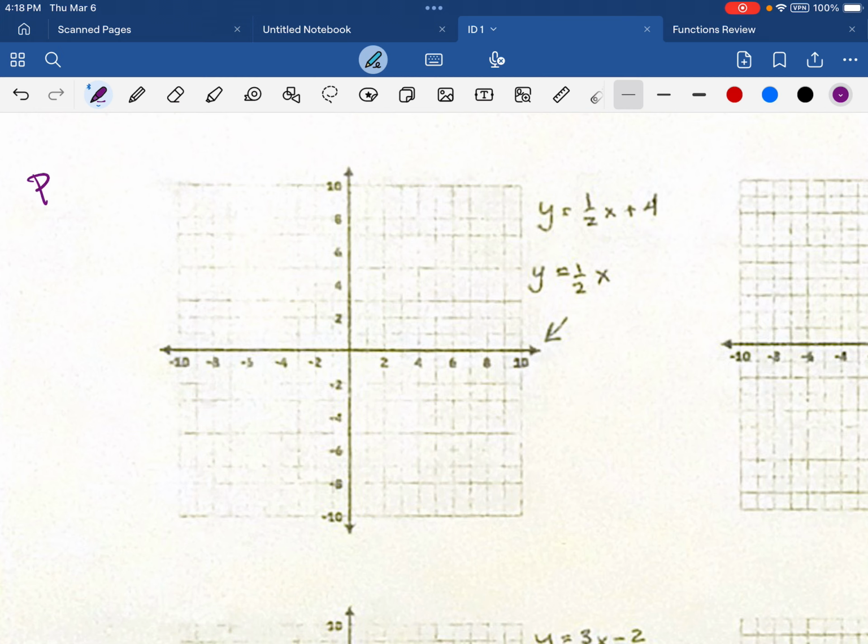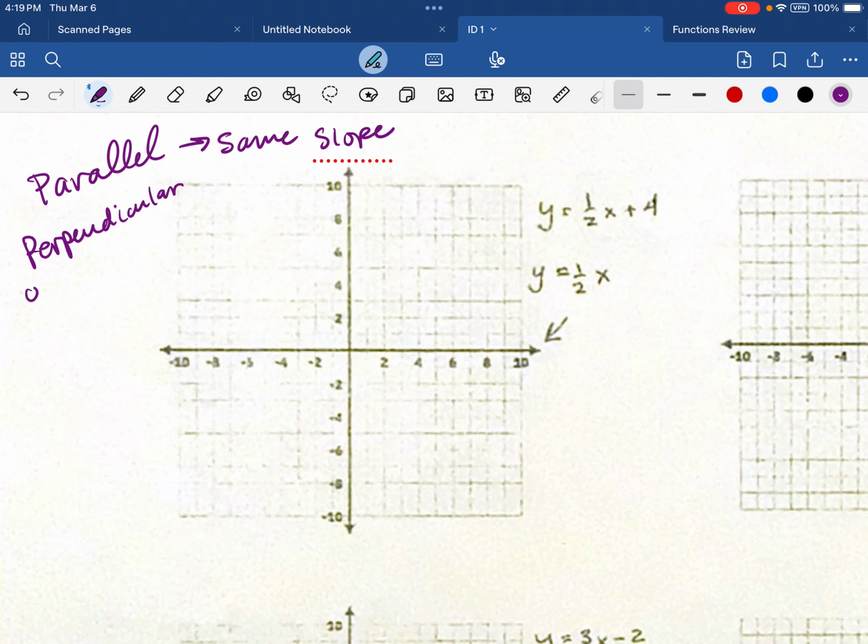Remember, parallel lines have the same slope, whereas perpendicular lines have opposite reciprocal slopes. Remember, reciprocal just means you take a fraction, like 1/2 or something, and you flip it upside down. The opposite part just means if it's positive, change it to a negative, and if it's negative, change it to a positive.